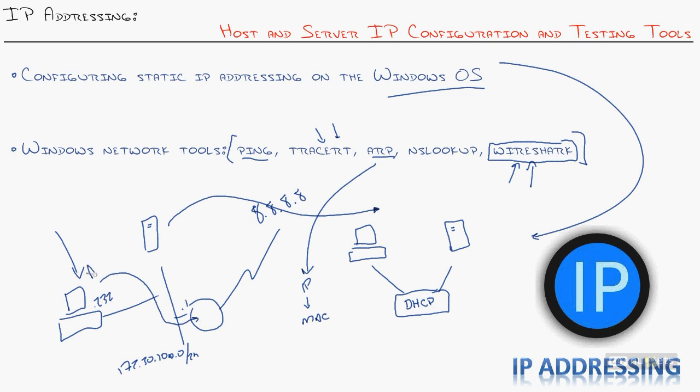And the way it's going to get that is using ARP, Address Resolution Protocol, which is a broadcast message saying, hello, I need to find out what the MAC address is for 172.30.100.1. This guy replies and says, here you go.